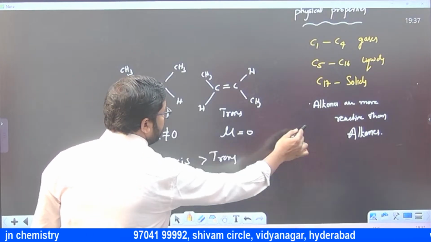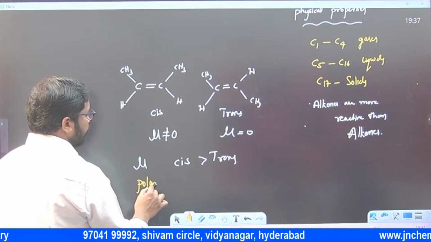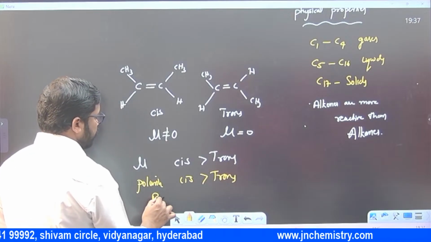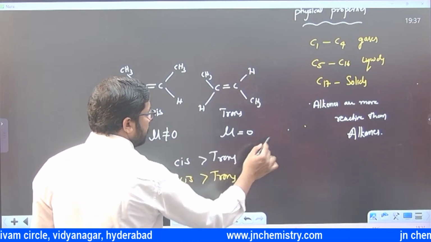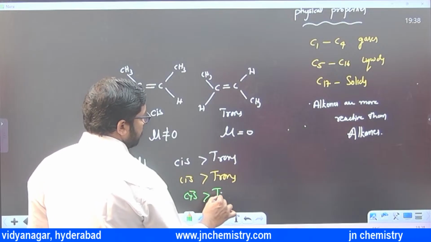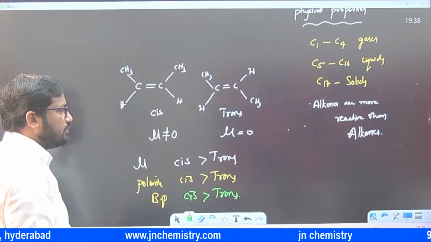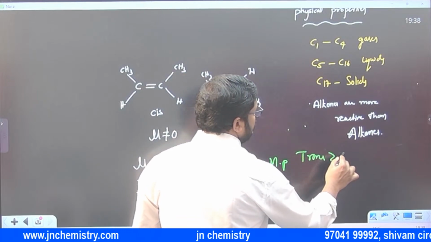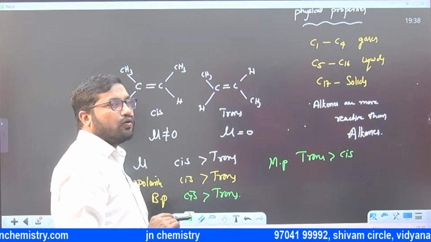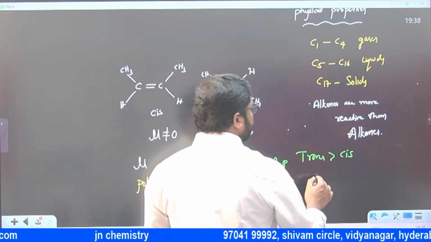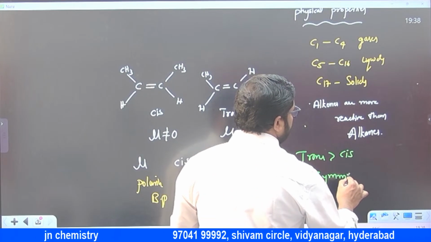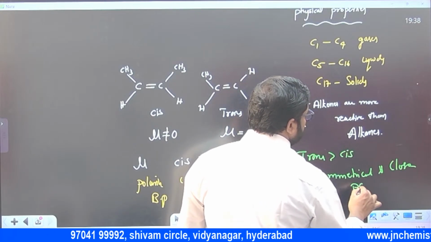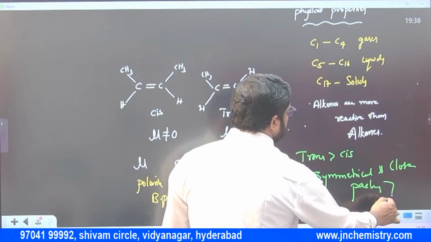Next, boiling point and polarity, also write it down. Polarity of cis is greater than trans. Boiling point of cis is greater than trans. Melting points only, no? Melting point of trans is greater than cis because of its symmetrical and close packing structure. Write it down.